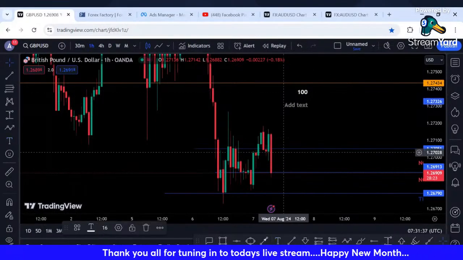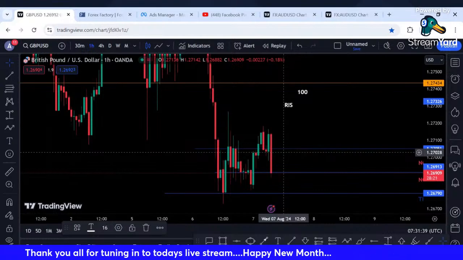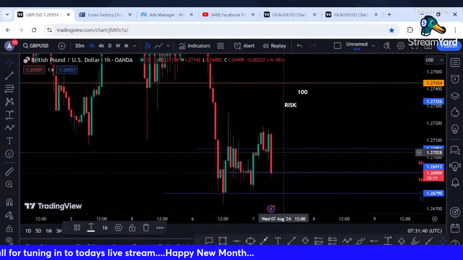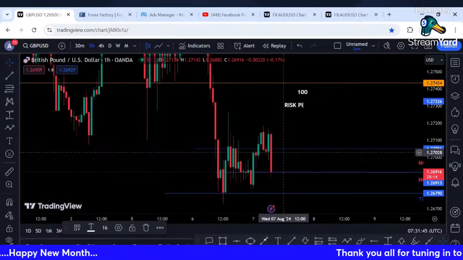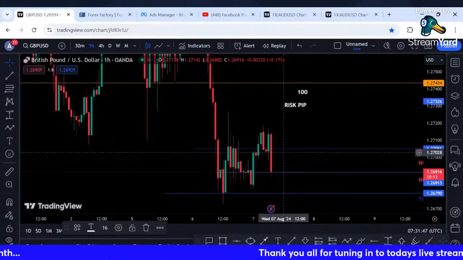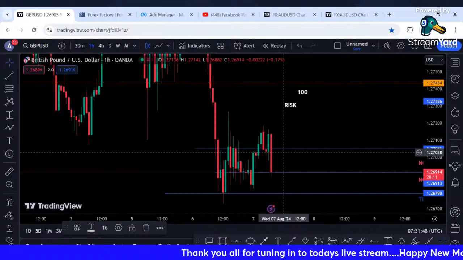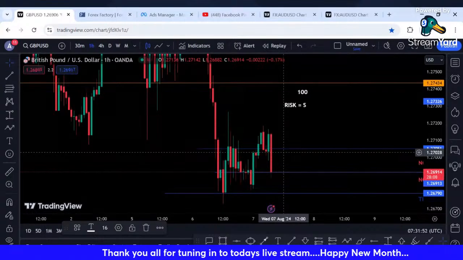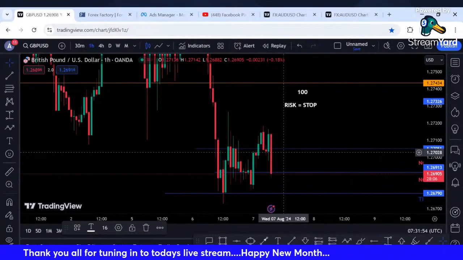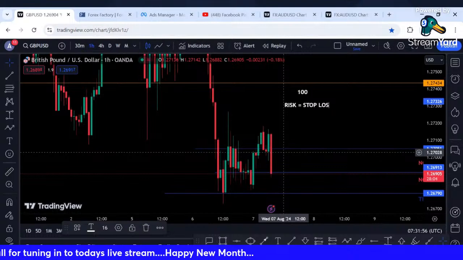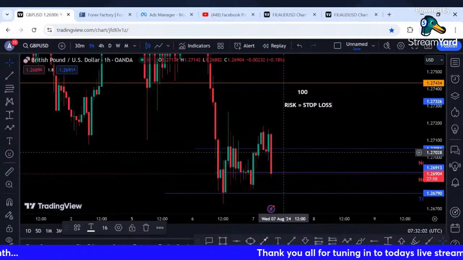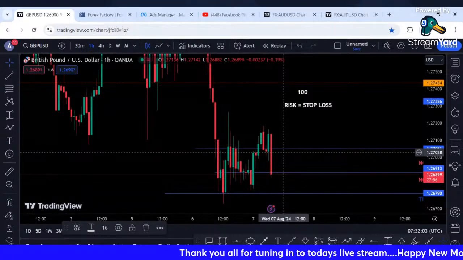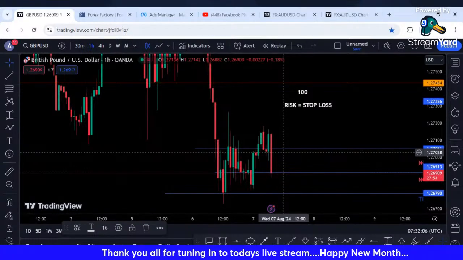So you have to first of all determine your risk. You have to know your pip range, your stop loss pip. Your stop loss pip is going to help you to convert it to what? The monetary terms. So you convert your pips to the monetary value.